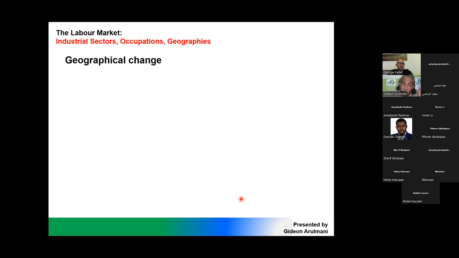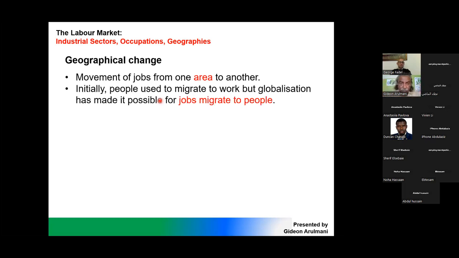You also have geographical change. And what is that? Movement of jobs from one location, from this city to another city, from the north to the south, or east to west, or even out of the country. Jobs are moving today. Initially, this is something particularly special for us today. Initially, people used to migrate to work. People went from the village to the city to work. People went from India to Canada for looking for work. But with globalization, jobs migrate to people.